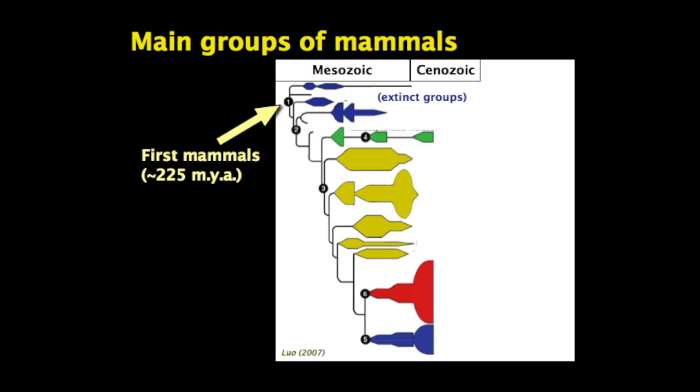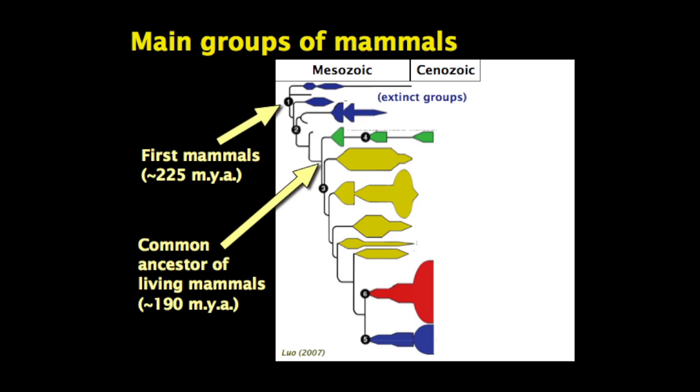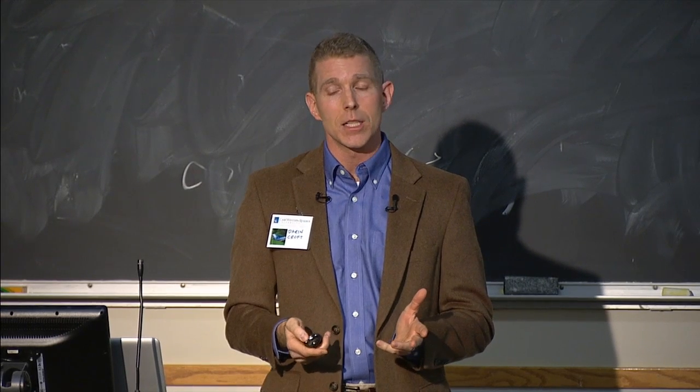And most of these did not leave any living descendants. The oldest branch that left living descendants are the monotremes, and the common ancestor of all mammals that are alive today we think lived about 190 million years ago.